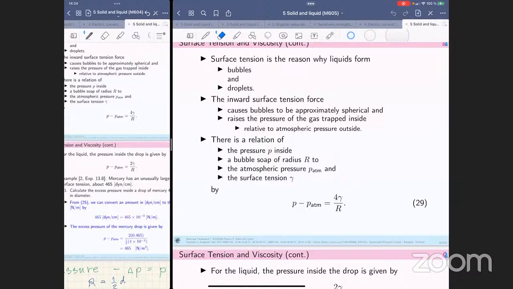Let's remind ourselves about the pressure difference. Sometimes it's known as pressure excess. Excess means the additional amount of something.